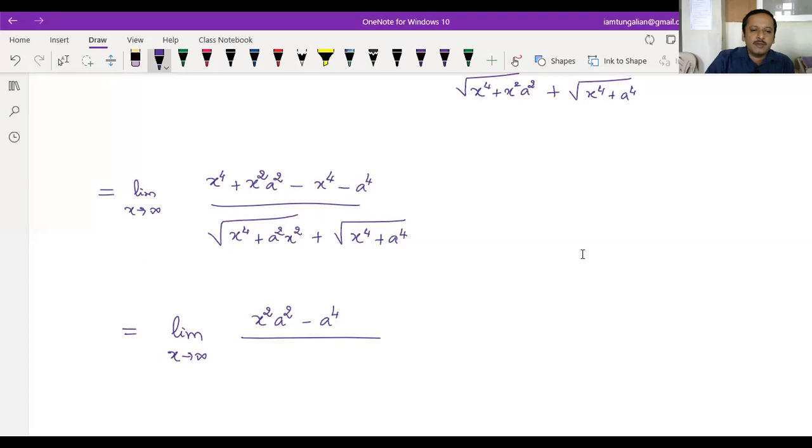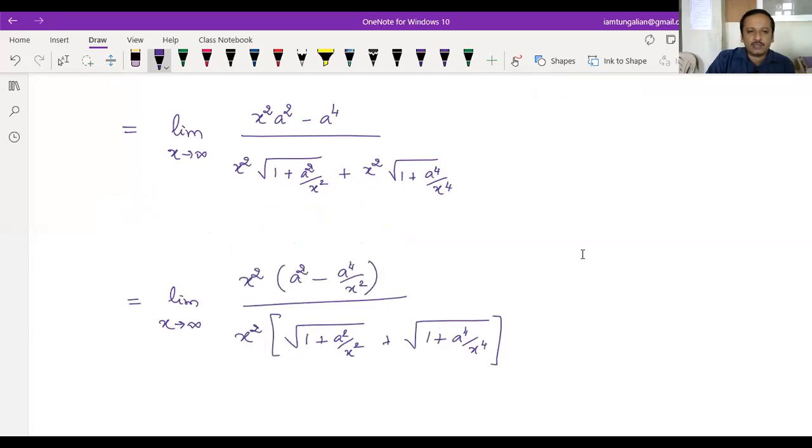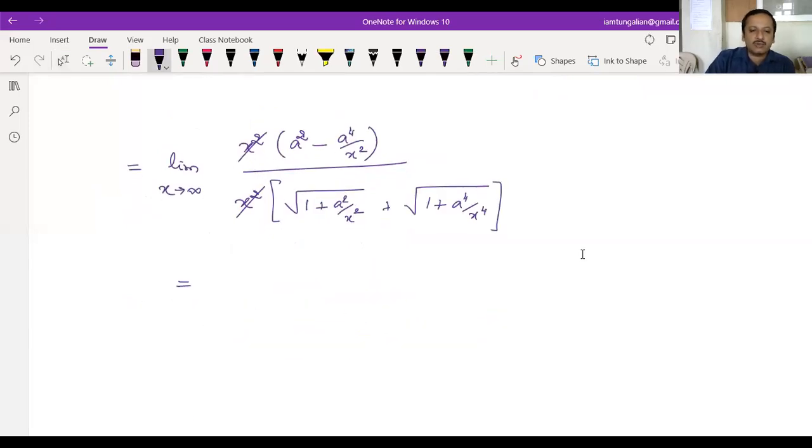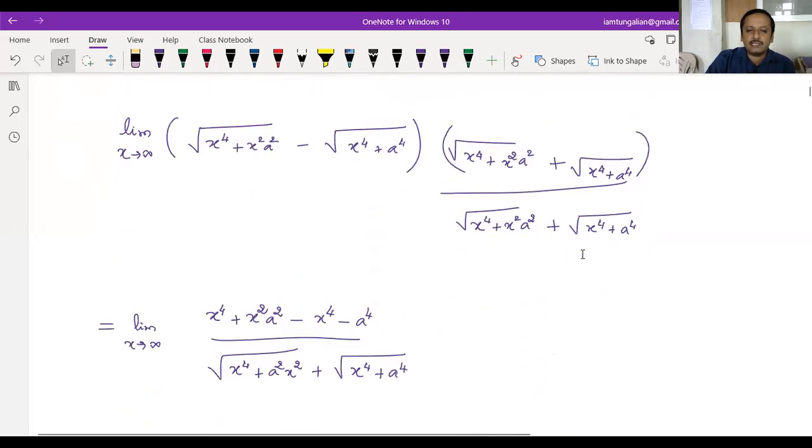So this numerator is of the form a minus b into a plus b, which will be a square minus b square. In the denominator, which provides us one basis. So this is the answer, which is also an option.